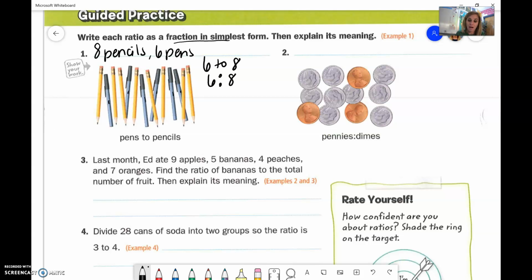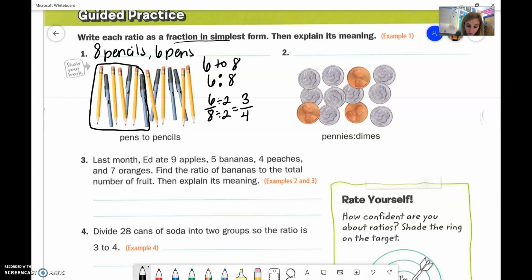And now we're going to figure out what it is in simplest form. And then we're going to go back and rewrite these ratios so that they're correct. When I look at 6 and 8, I know that the greatest common factor that 6 and 8 share is 2. So I'm going to divide each of these by 2, and that's going to give us 3 over 4. So that means that for every 3 pens, there will be 4 pencils. So let's see if that's true. So there's 3 pens, 1, 2, 3, and there's 4 pencils.